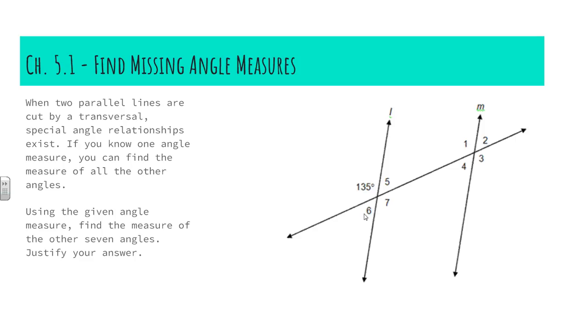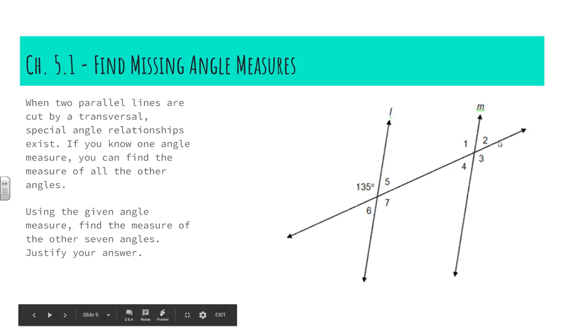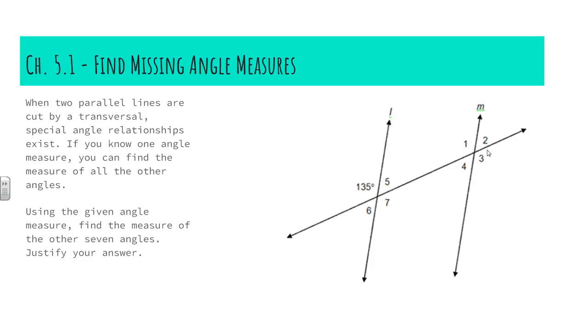That leaves us 6, 5, 4, and 2 to discover. These are all acute angles, so they're going to be less than 90. There's a couple of things we can do. We've got 3 straight lines going on. We have a straight line here that's 180 degrees, a straight line here that's 180, and the transversal that's also 180.